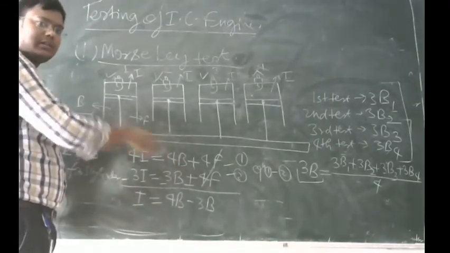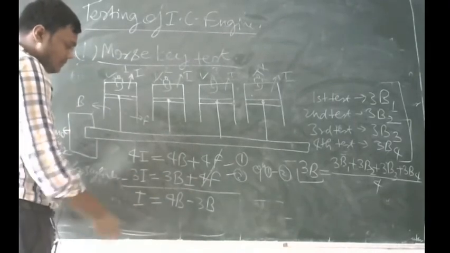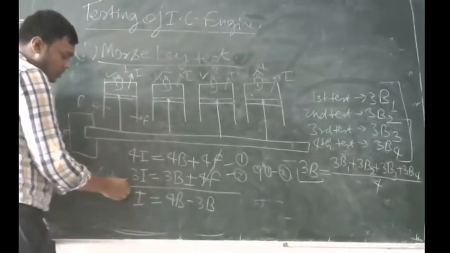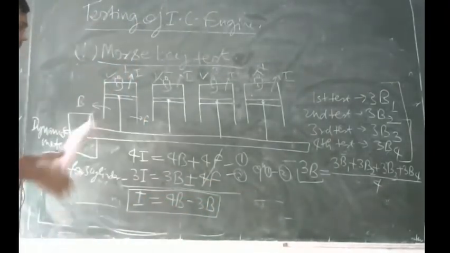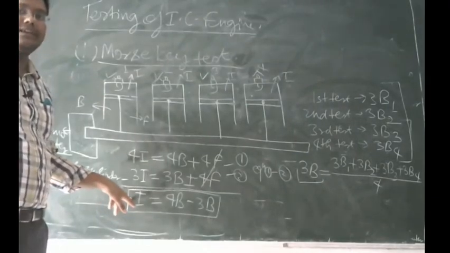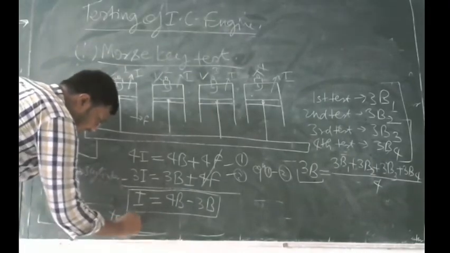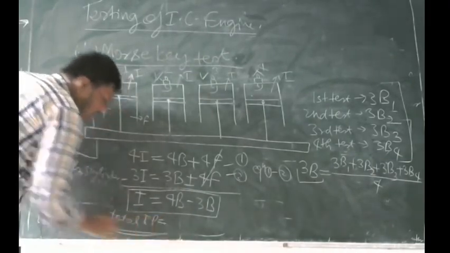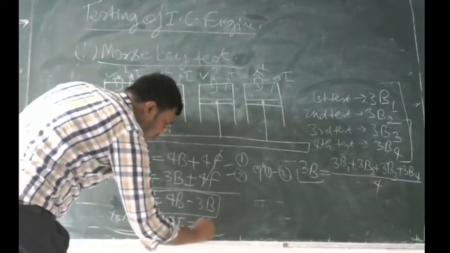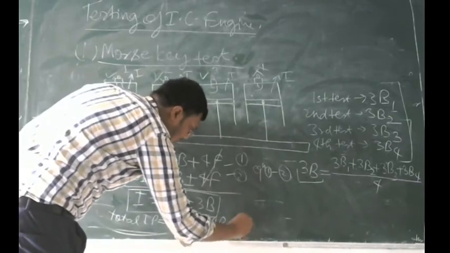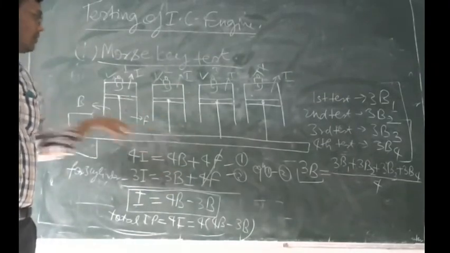Okay, we will get these values in the question, and we solve the question. We will get different values. So here we got the equation: I, the indicated power of one cylinder, equal to 4B minus 3B. This is the indicated power of one cylinder. If you want to calculate the indicated power of four cylinders, the total IP should be 4 into I. So 4 into I should be equal to 4 into (4B minus 3B). In this way we can calculate the total indicated power of the engine.